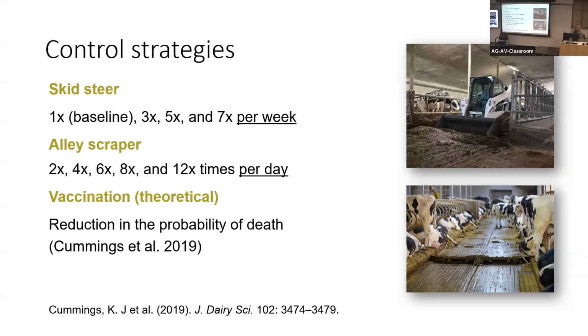Then the other approach was an alley scraper, which is like a blade that runs several times during the day on the floor of the farm and collects feces and then makes it cleaner. And then because it's automated, we assume that it could happen at different frequencies, even up to 12 times per day. And then on top of that, we wanted to see what would happen if the farmer uses vaccination.